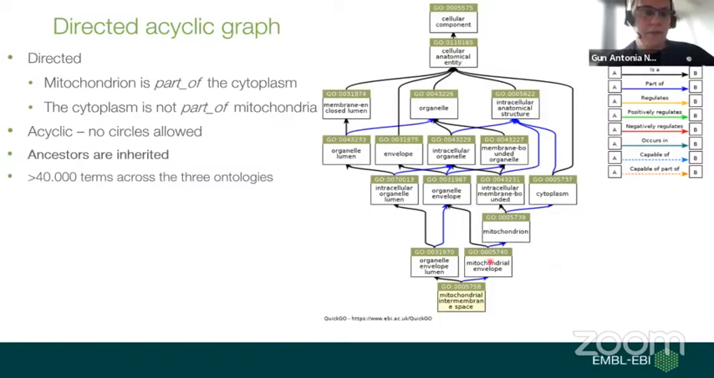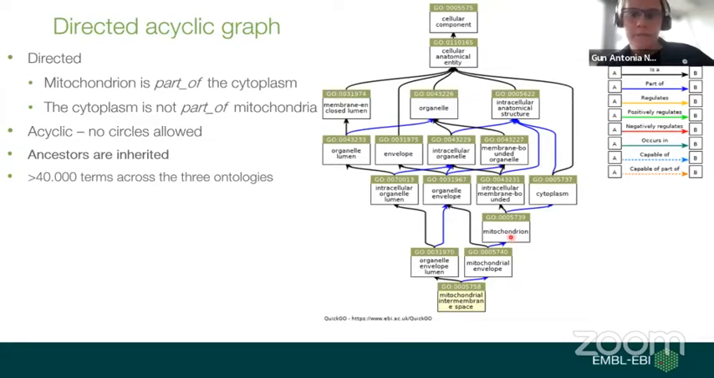So why is it directed? This is an actual example from the ontology. It's directed because you can only go up the ontology. It's acyclic, so you can't connect top terms to bottom terms. So for example, the mitochondrion is part of the cytoplasm, but the cytoplasm is not part of the mitochondrion.